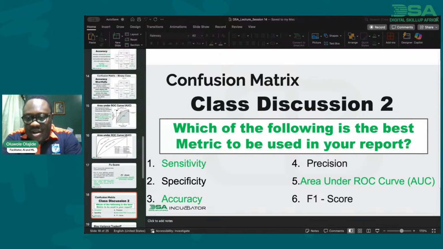Great praise. I love that. To tell you whether it is balanced or not balanced. That's good. All right.